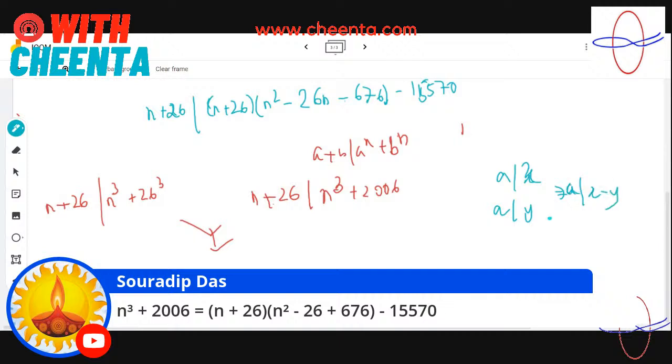The difference of two multiples of a is also a multiple of a. So therefore you get that n plus 26 divides n cube plus 26 whole cube minus n cube plus 2006. That is, n cube is cancelled, and 26 cube minus 2006 will turn out to be 15570.